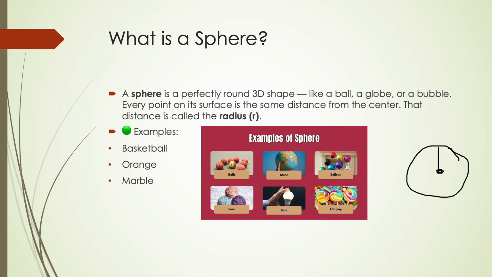called the radius. Now, some examples in our classroom would be maybe that basketball or the soccer ball or the orange or a marble. And since I'm hungry, let's say maybe a lollipop or a peach or even a perfect scoop of ice cream.